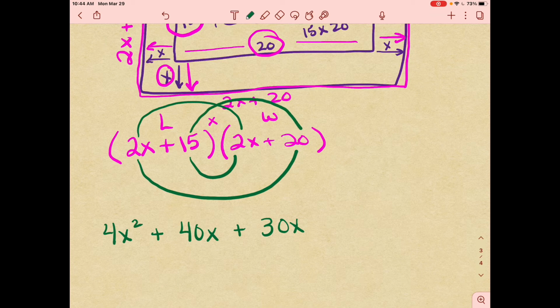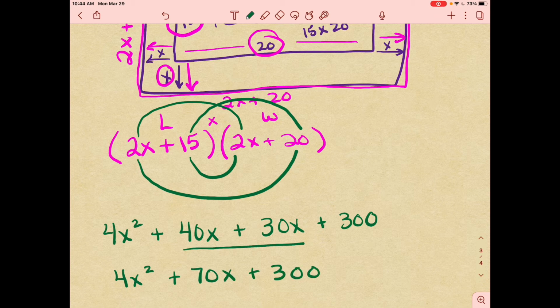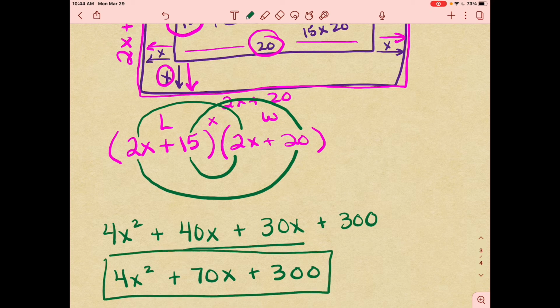15 times 2 is 30. And then we have to add another 0. So let's simplify this a little bit because we can put those together. 4x squared plus 70x plus 300. And that is an expression for the area of the swimming pool.